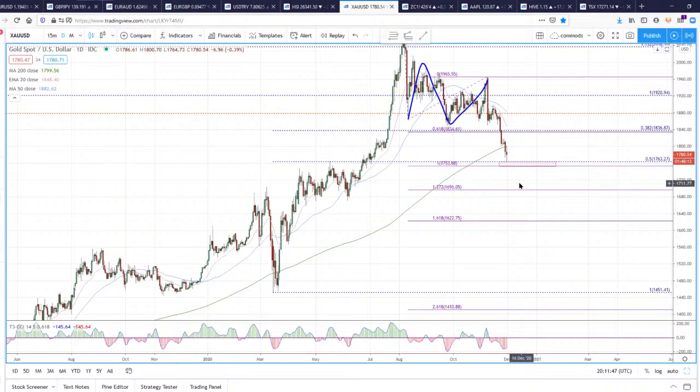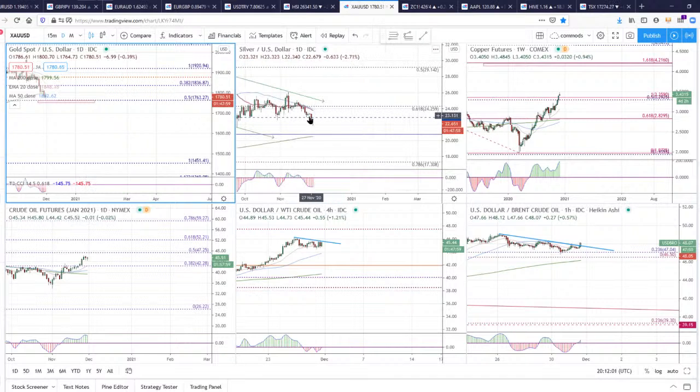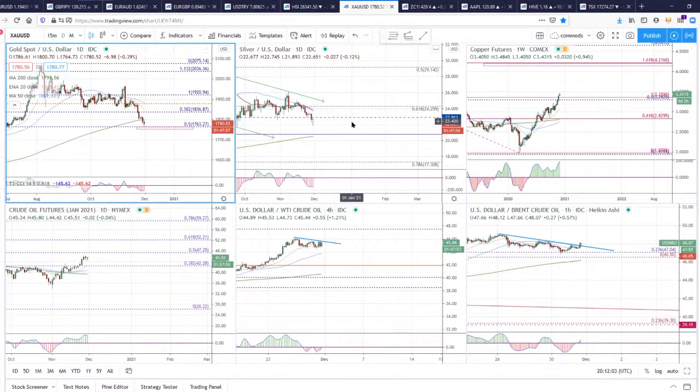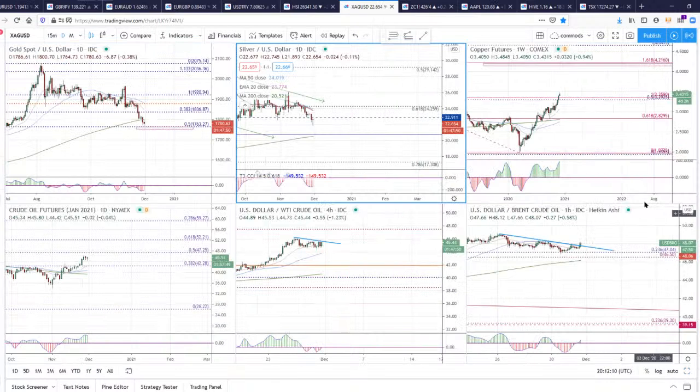And quite bad news, I think, if it breaks and we keep going lower. But, you know, we'll see what happens at that 38.2 fib level then. But that's what I'm looking for in gold. I like silver much better than gold. If gold can recover technically, then silver for me has a much better look and trades nicer.